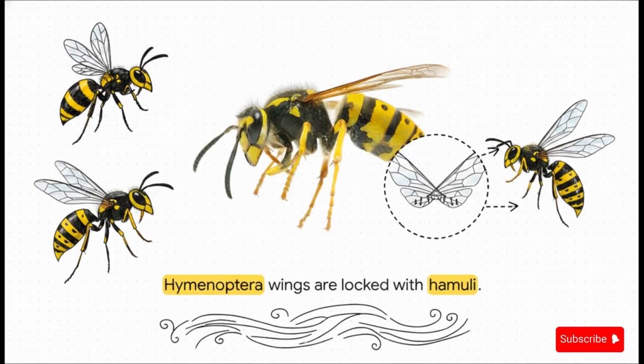Next up is Hymenoptera. Think bees, ants, and beautifully marked social wasps. They typically possess two pairs of wings, but if you look closely at a flying wasp, it usually looks like they only have one large pair. Well, that's because their fore and hind wings amazingly interlock during flight using rows of tiny hooks called hamuli. This zips them together into a single, powerful aerodynamic surface.